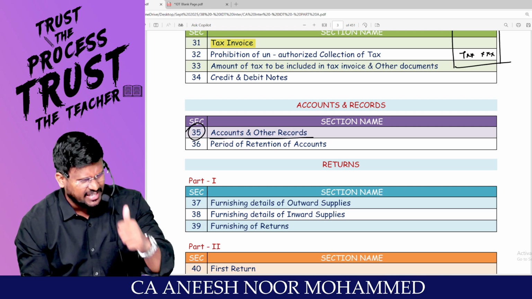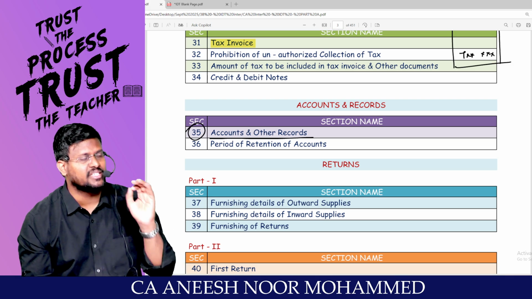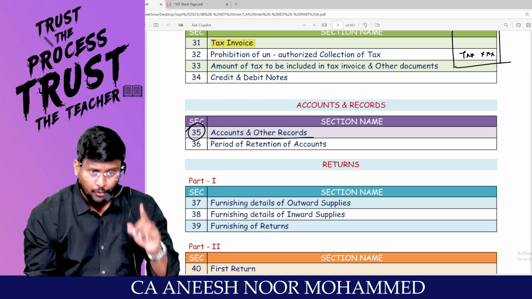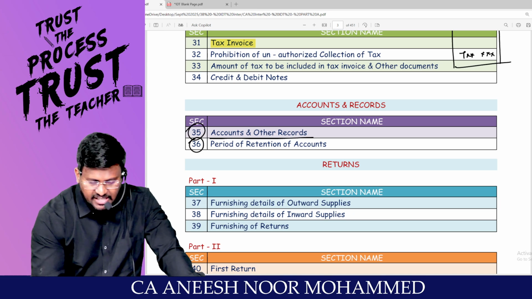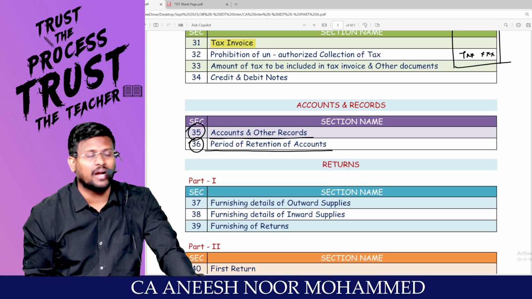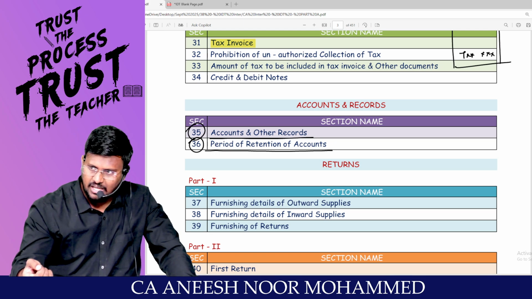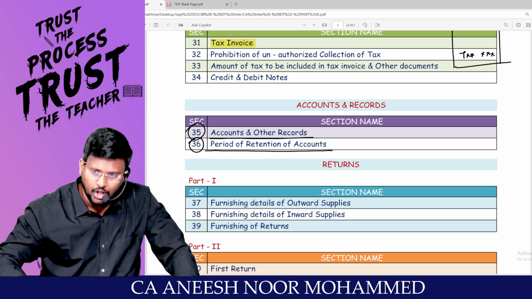As a GST taxpayer, what books of accounts you are supposed to maintain is explained in section 35. Sir, for how much period do I have to maintain them? For 1 year, 5 years, 10 years? That's explained in section what? 36. Period of retention of what? Accounts. So what is section 35? Accounts and other records. What is 36? Period of retention of accounts and records.